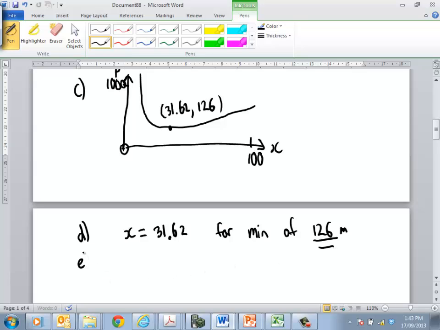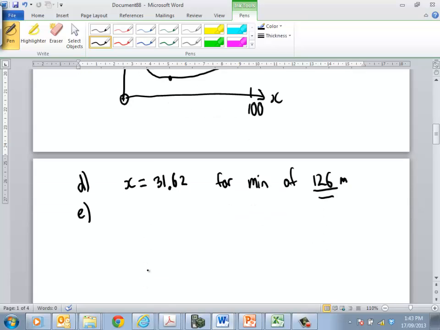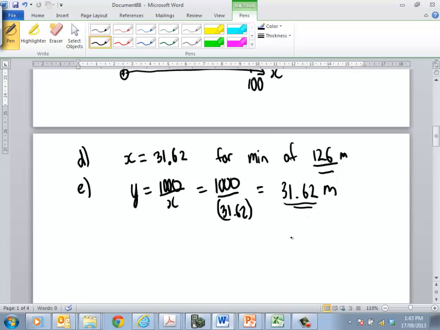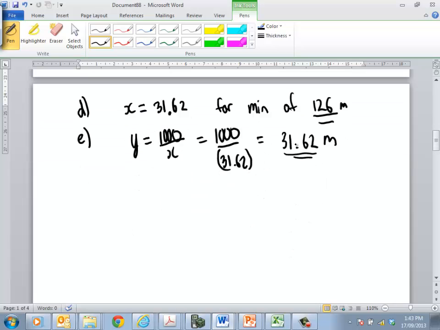Then for part E, I'm actually doing the shape of the optimal box. Now, I need to work out what Y is. Y is equal to 1,000 divided by X. So that's equal to 1,000 divided by 31.62. And I'm not even going to work that out because I know it's 31.62. The minimal shape for most shapes is either things like circles or squares. And in fact 4 times 31.62 will give you 126 roughly.